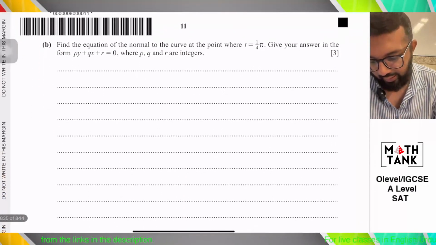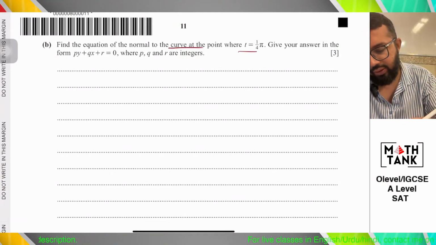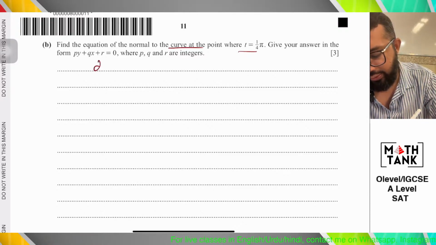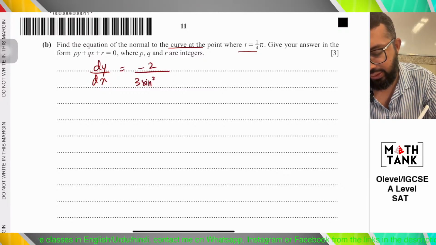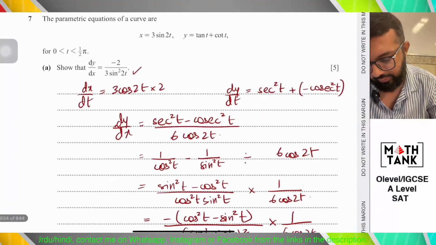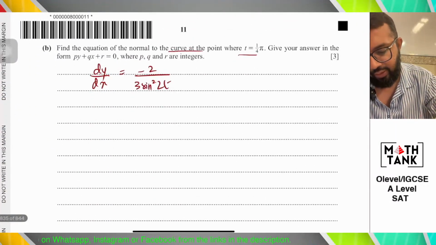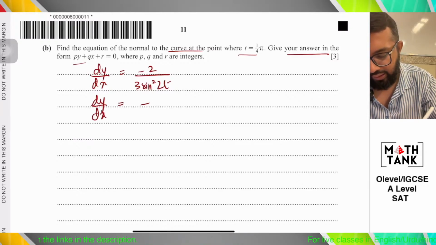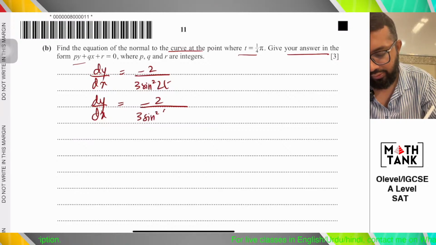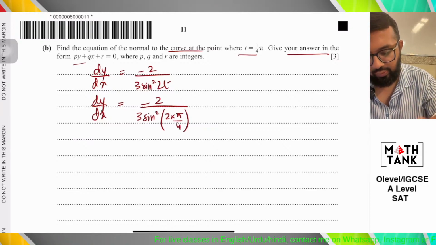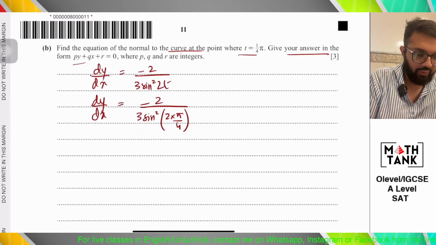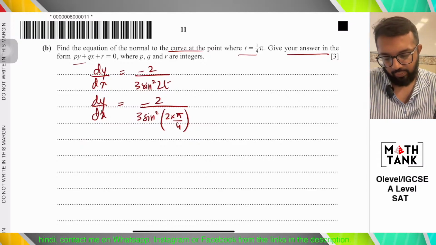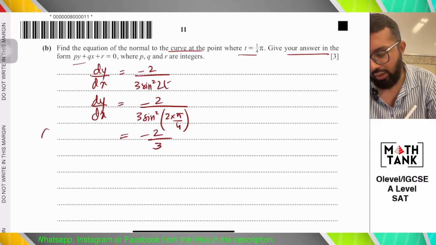lots of identities there. Find the equation of the normal to the curve at the point where t equals pi over 4. So dy over dx came out as minus 2 over 3 sine square 2t. Giving your answer in the form given. So first I plug in. 2 times pi over 4 is pi over 2. Sine of pi over 2 is 1. 1 square is 1. So minus 2/3 is the gradient of the tangent.